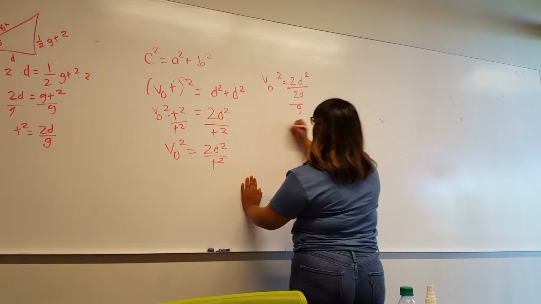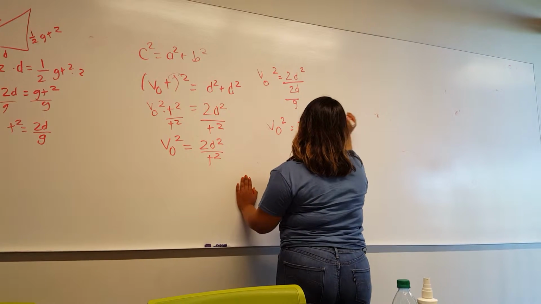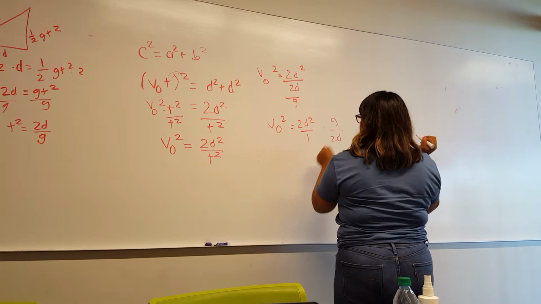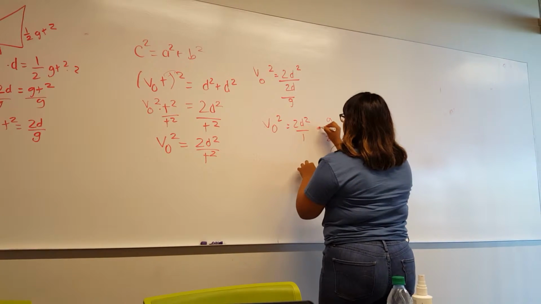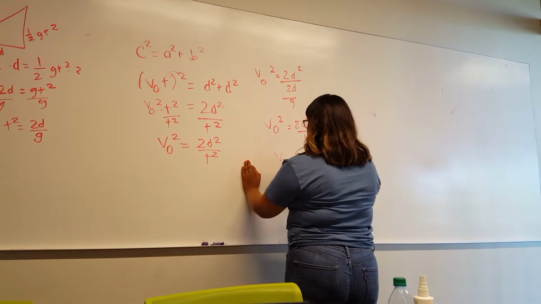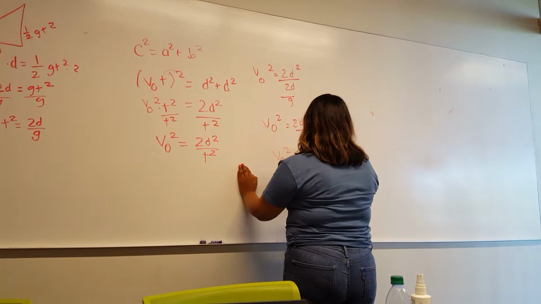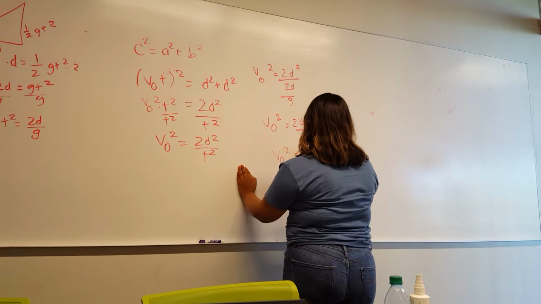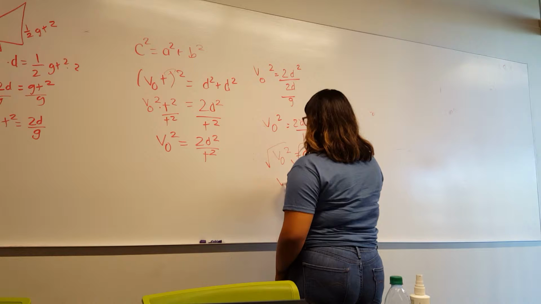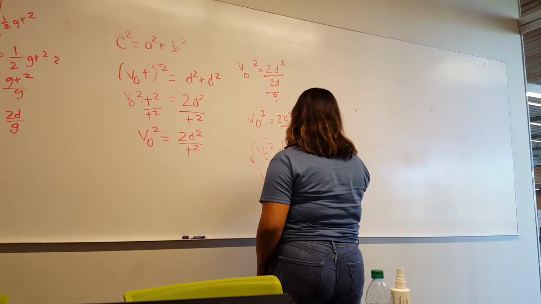In order to multiply, I had to flip them. And then we can see that the 2's were crossed out, and so would 1 d. So that gives us v naught squared equals dg. So from here, I'm just going to take the square root, and then we'll leave v by itself now. So v naught equals the square root of dg.